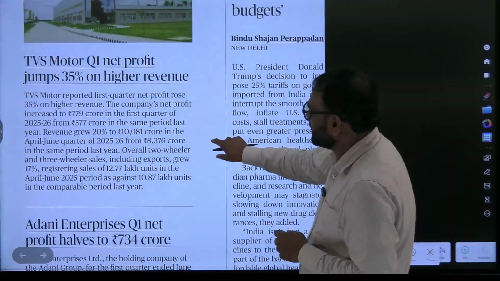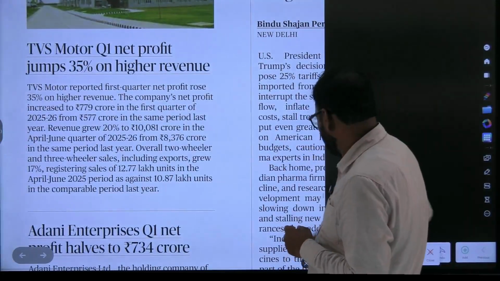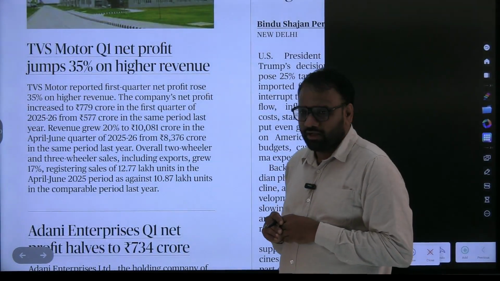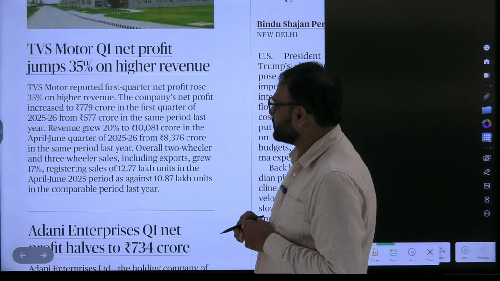So let's try to see this article. This is a very small piece of information. TVS Motor Q1 net profit jumps 35% on higher revenue.